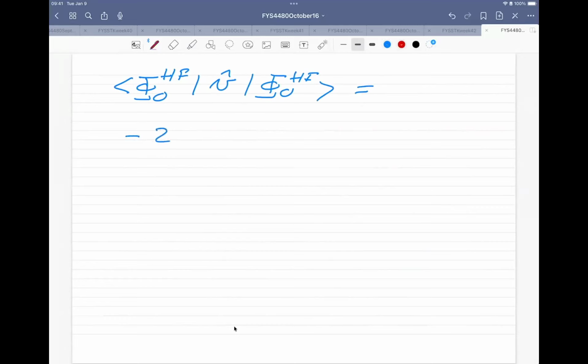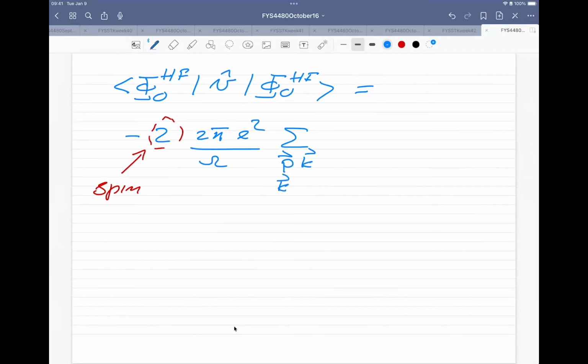I'm going to single this one out. This is due to the spin degeneracy. So I have two spins, spin up and spin down. The interaction doesn't depend on spin, so I'm just having two terms. Then I'm getting 2 pi e squared divided by the volume element. And then I have a summation over P of K, and then I have K different from P, obviously.